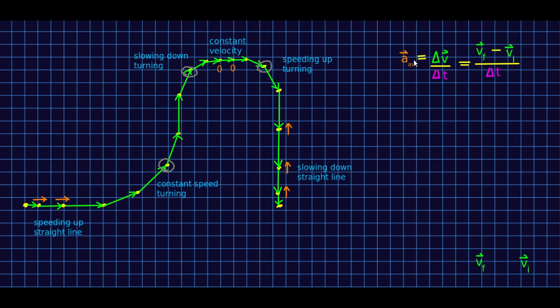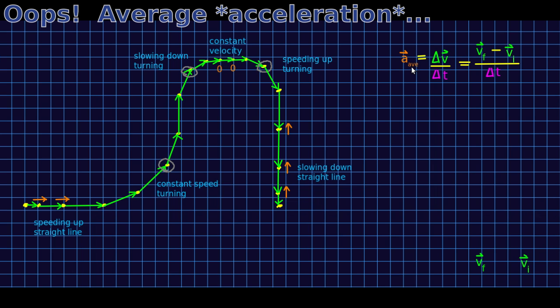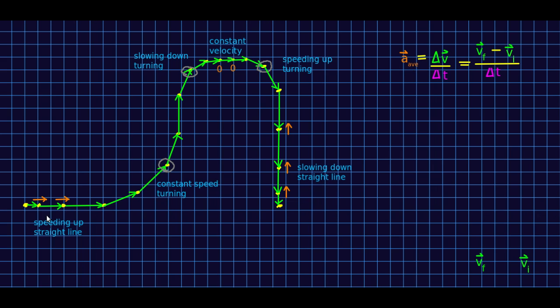So let's now see how this vector subtraction that is involved in calculating an average acceleration plays out in a very general situation. So I've made a motion that sort of includes everything, including the kitchen sink. It's got speeding up in a straight line, slowing down in a straight line, constant velocity, going around a corner at constant speed, going around a corner while slowing down, and going around a corner while speeding up. That's all the possibilities. And I've put the acceleration vectors on for the cases that we already know.